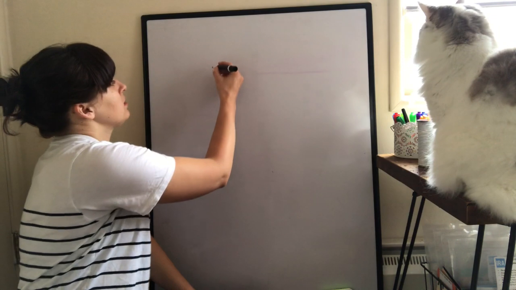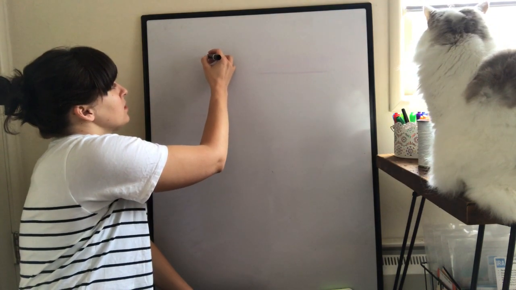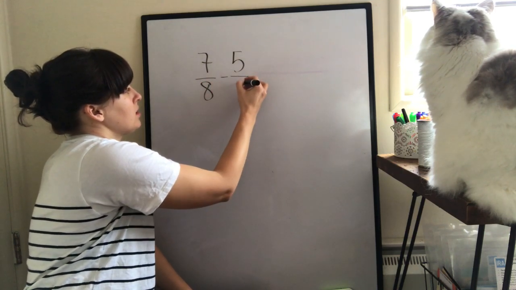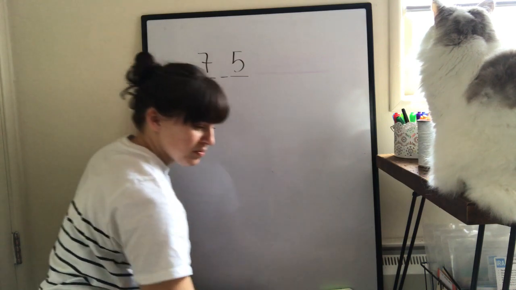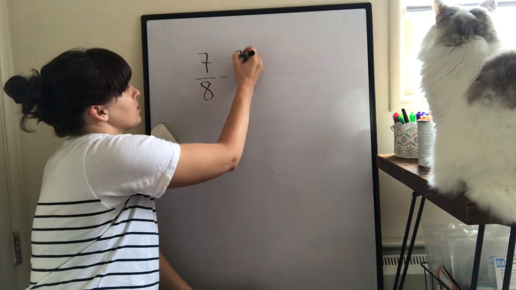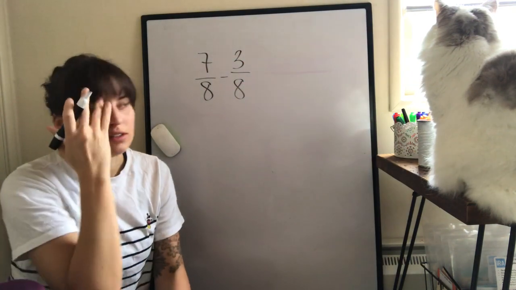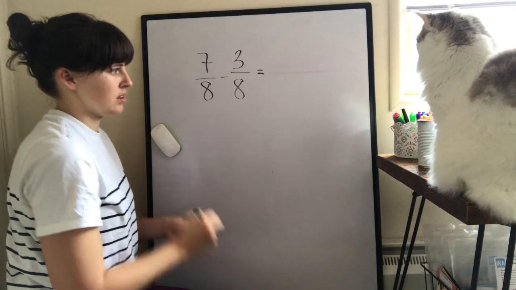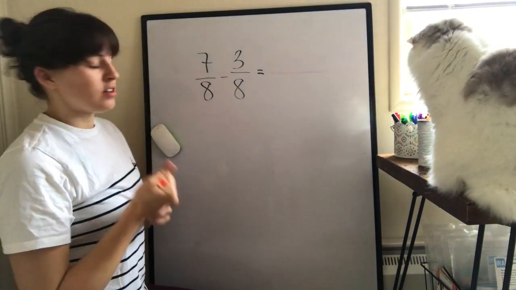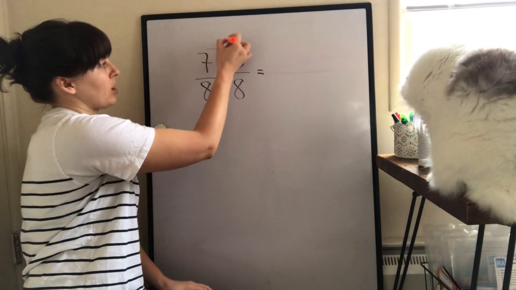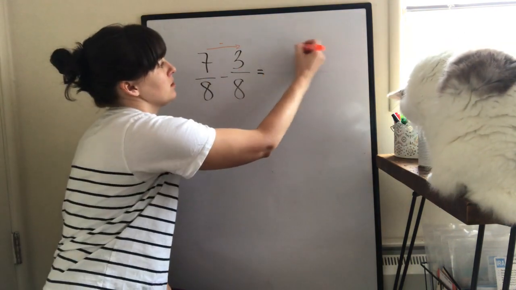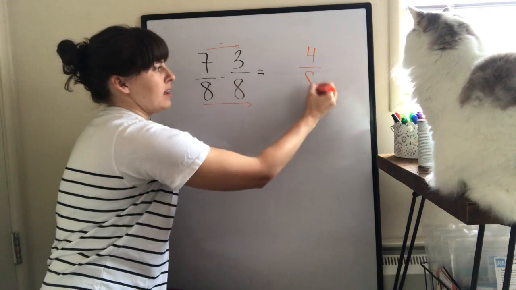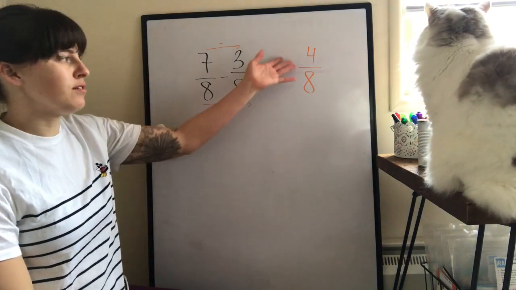So let's do 7/8 minus 3/8. First we go across the top and we subtract our numerators. 7 minus 3 equals 4, and then we just drag our denominators over. 8 stays the same. Our denominators stay the same. So we have 4/8.